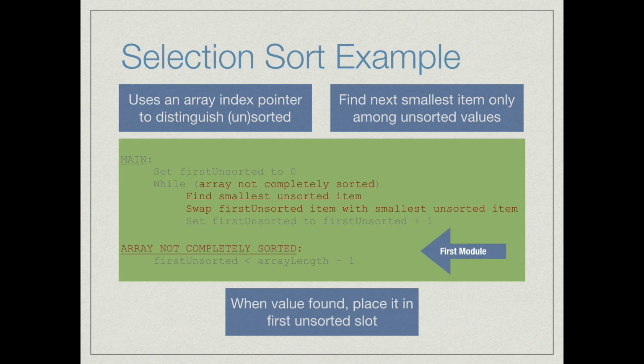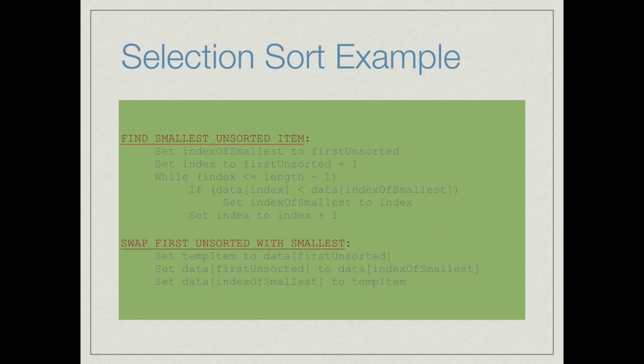So this first module here, array not completely sorted, is relatively simple, just making sure that the pointer is smaller than the length of the array. Our second module here, finding the smallest unsorted item, deals with comparisons of additional pointers, so it gets a little hairier here. The index of the smallest value is the one that we're looking for.